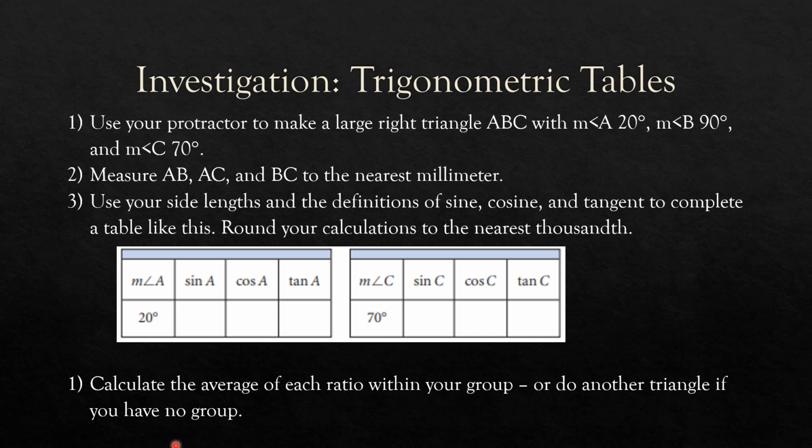You will then calculate the average of each ratio. If you have partners or a group to do this with, you're going to do the average of all of your partners or group. If you don't have anybody to work with, then draw another triangle and just average the two together for your ratios of sine, cosine, and tangent at 20 degrees, and then turning your triangle, doing sine, cosine, and tangent of 70 degrees.